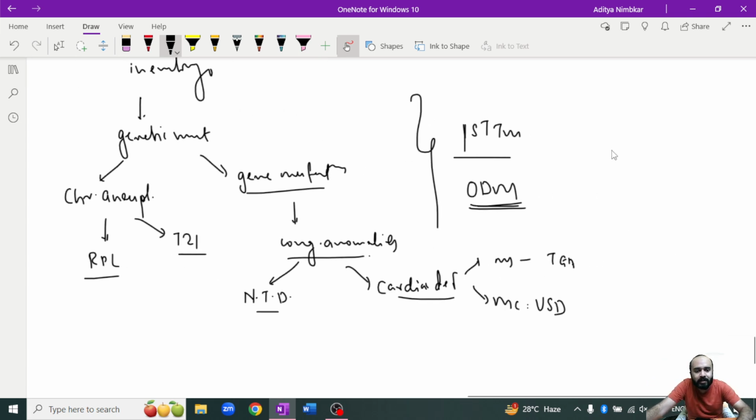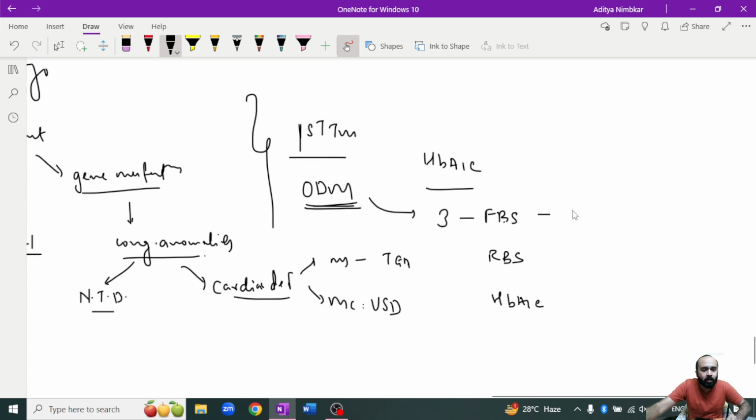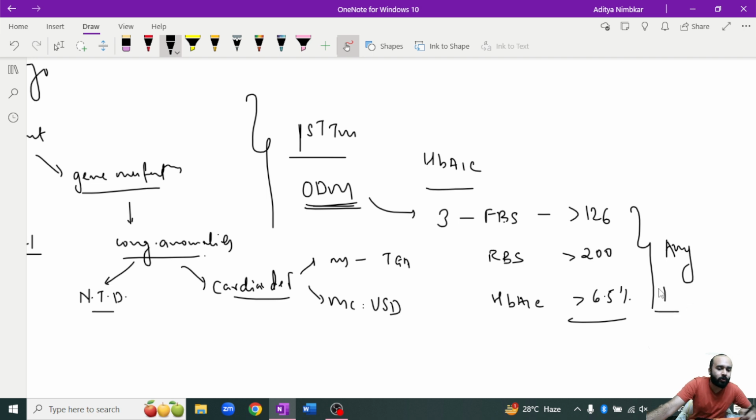How do you determine the risk? It is by HbA1c. The higher the HbA1c levels, the more the risk of this developing. Talking about overt diabetes mellitus, what are the 3 tests that I can do? FBS, RBS or HbA1c, and either one of them has to be positive. Fasting has to be more than 126, or RBS more than 200, or HbA1c more than 6.5%. If any of these is positive, then the female is known to have or is going to have overt diabetes mellitus.